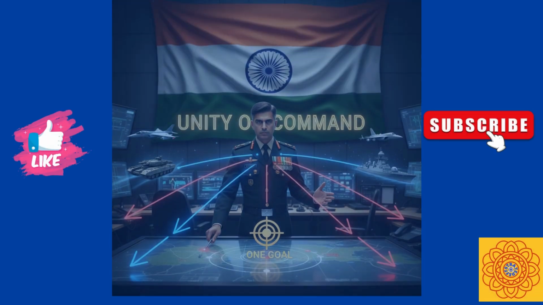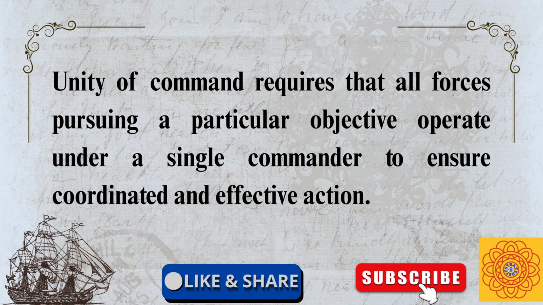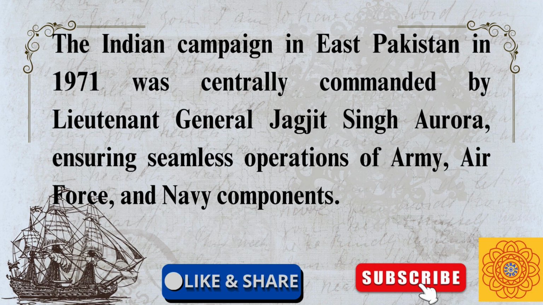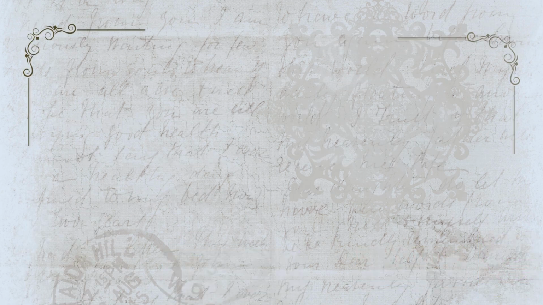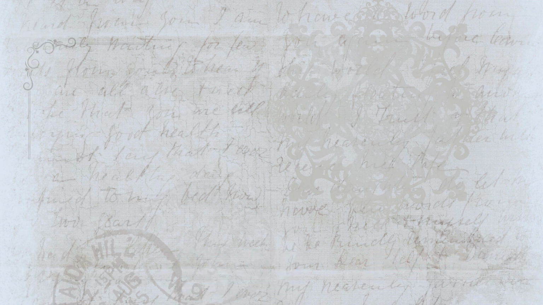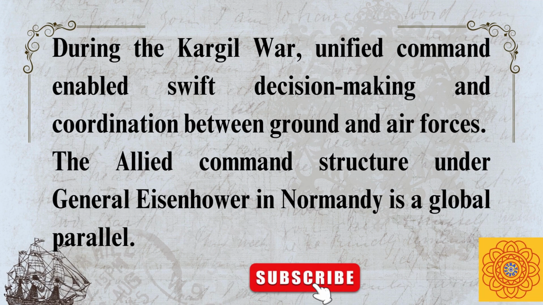Unity of command. Unity of command requires that all forces pursuing a particular objective operate under a single commander to ensure coordinated and effective action. The Indian campaign in East Pakistan in 1971 was centrally commanded by Lieutenant General Jagjit Singh Aurora, ensuring seamless operations of Army, Air Force, and Navy components. During the Kargil War, unified command enabled swift decision-making and coordination between ground and air forces. The Allied command structure under General Eisenhower in Normandy is a global parallel.